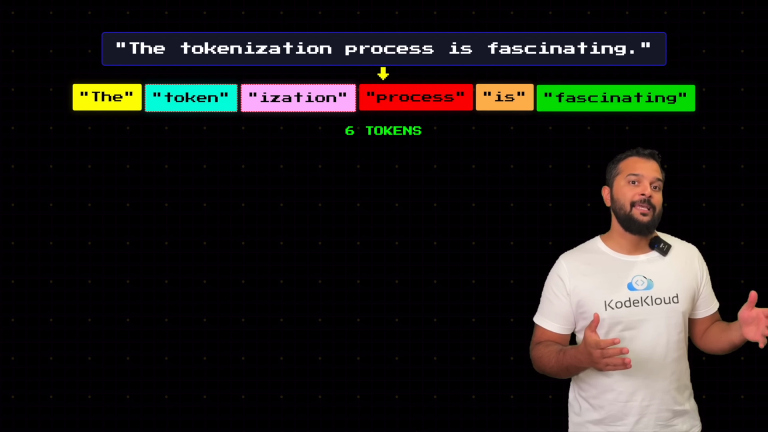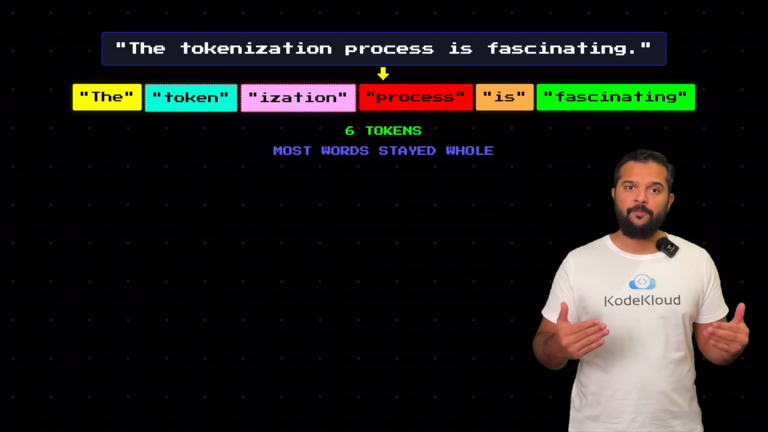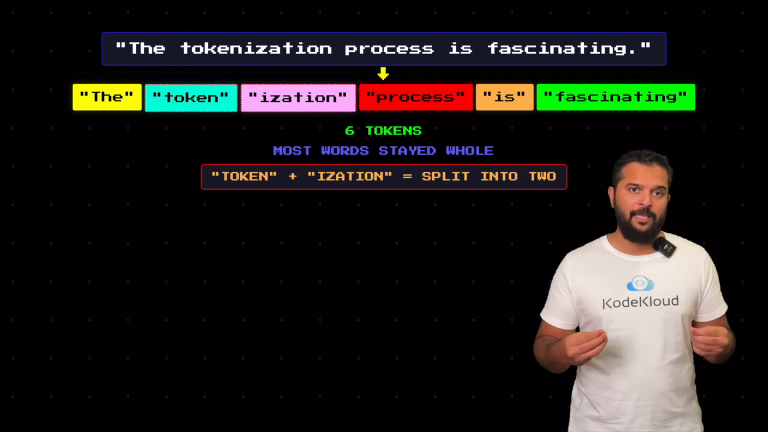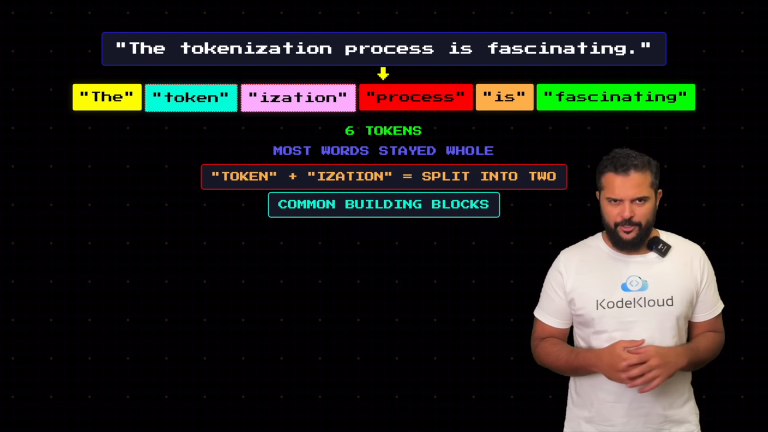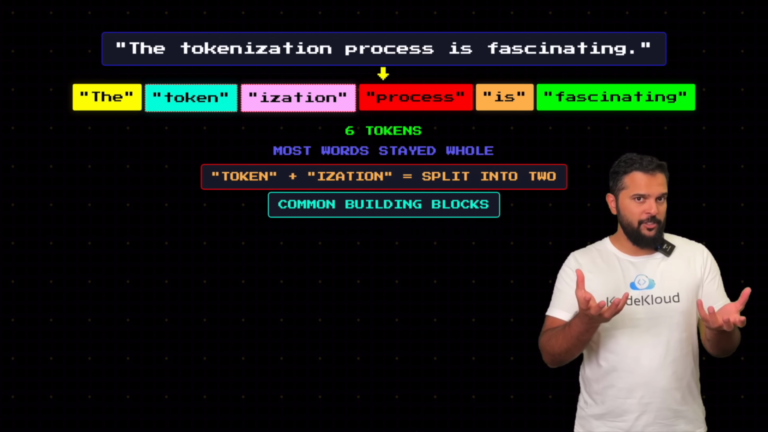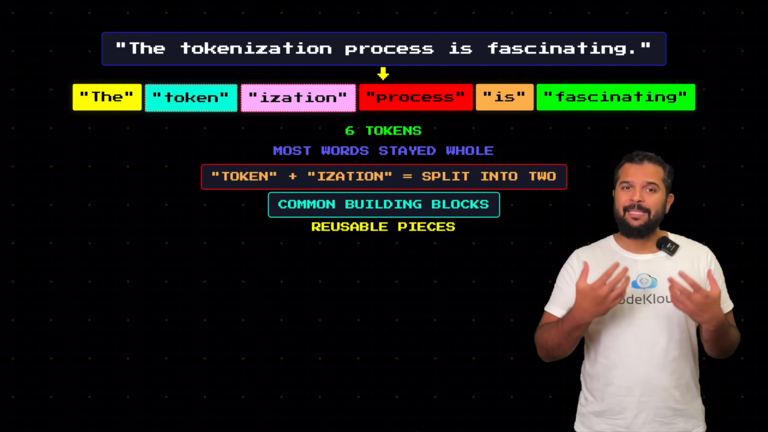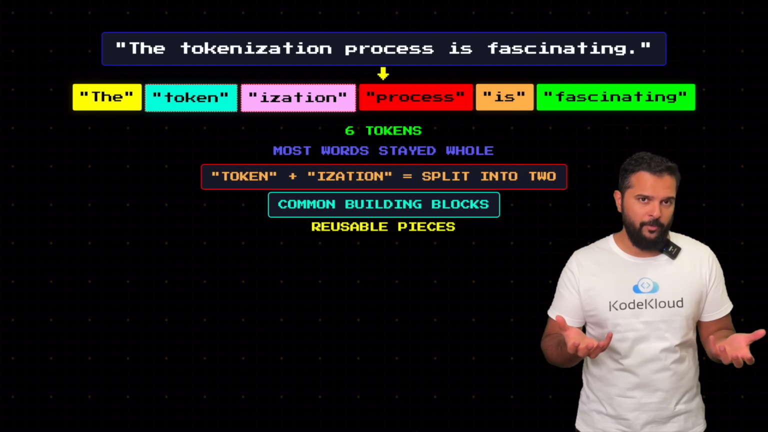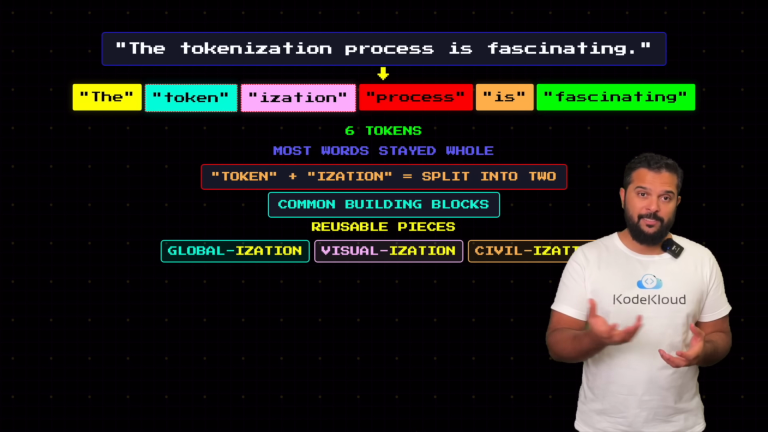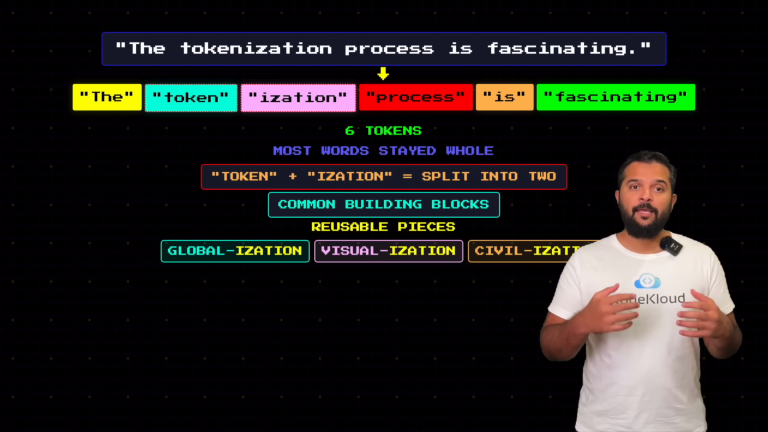Most of those words stayed whole. They're common enough to be their own token. But tokenization got split into 2, token and ization. So why did tokenization get split? Because the tokenizer learned that token and ization are common building blocks. By breaking words into reusable pieces, the LLM can handle words it's never seen before. So if it knows token and ization separately, it can also understand globalization, visualization, civilization, any word with that ending.